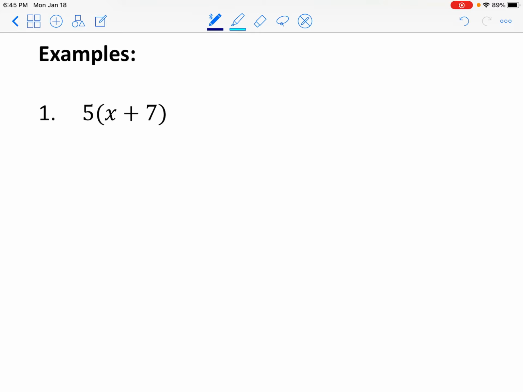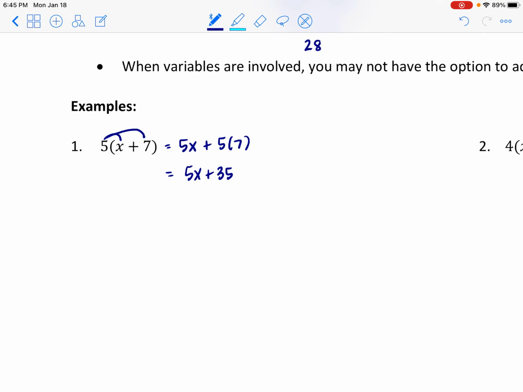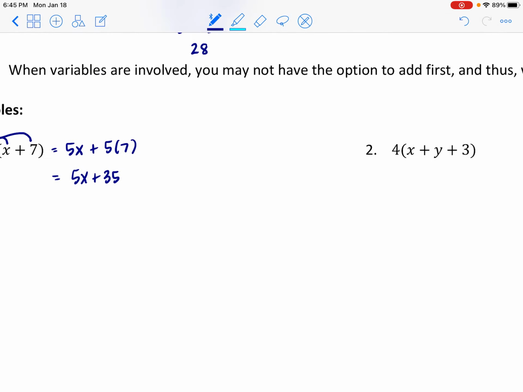So when we distribute, make sure we multiply to everything that's in the parentheses. So we distribute here, we distribute here. That means 5 has to be multiplied by x, which we could write as 5x, and 5 has to be multiplied by 7. Or we could say this is 5x plus 5 times 7 actually makes 35. Okay? And I don't know why I made so much space for all that.